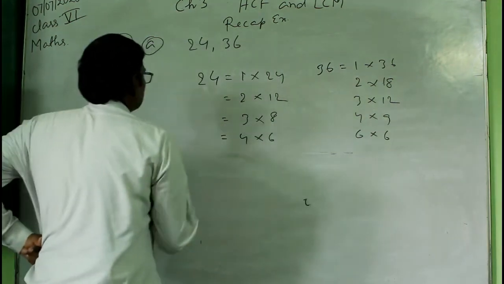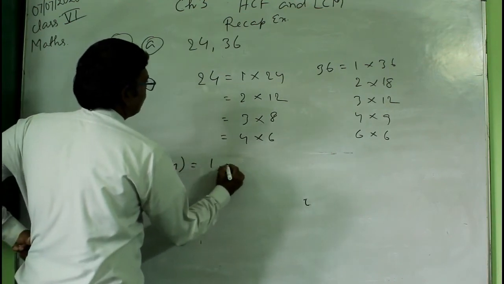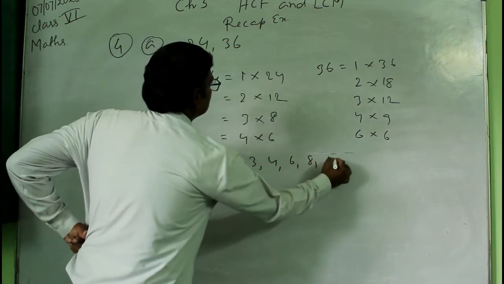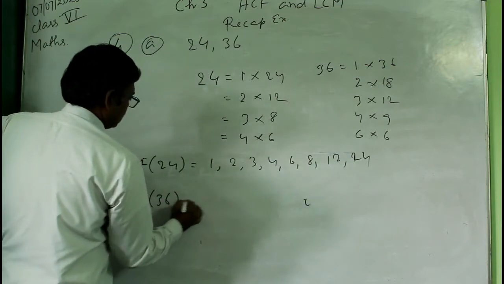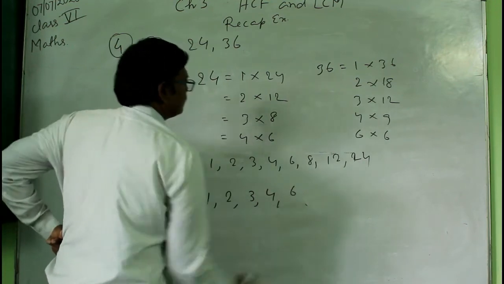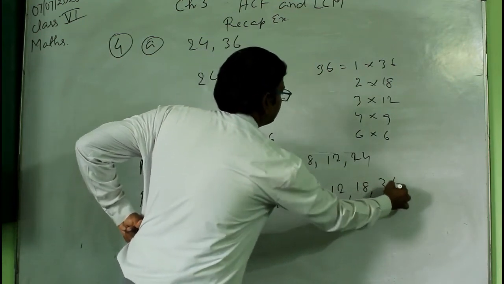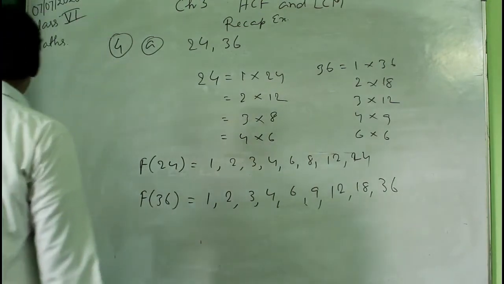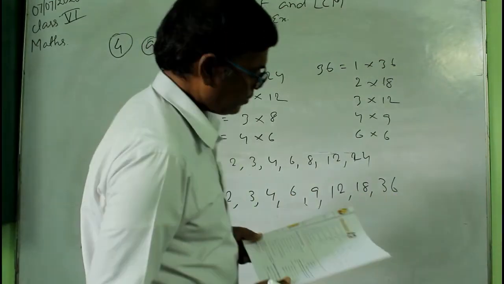So the factors of 24 are 1, 2, 3, 4, 6, 8, 12 and 24. And the factors of 36 are 1, 2, 3, 4, 6, 9, 12, 18 and 36. Okay, so these are the factors of 24 and 36, and we have to write the common factors here.